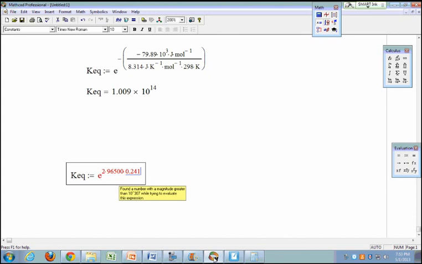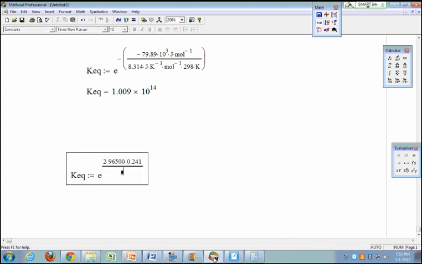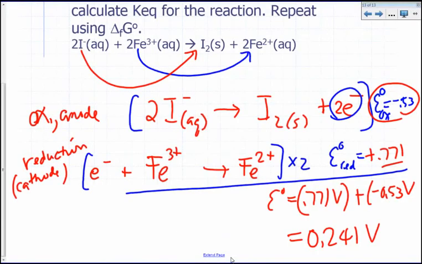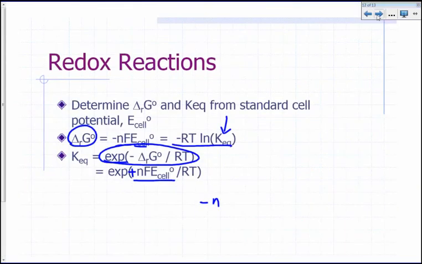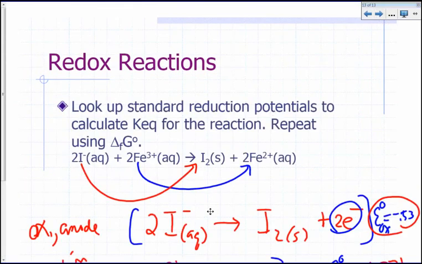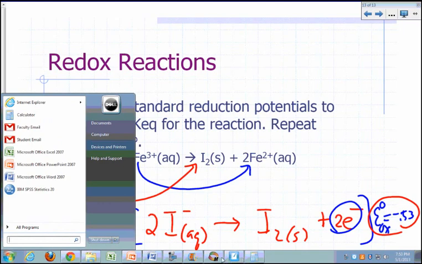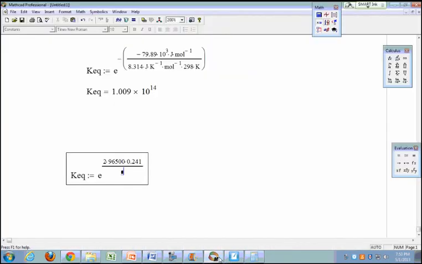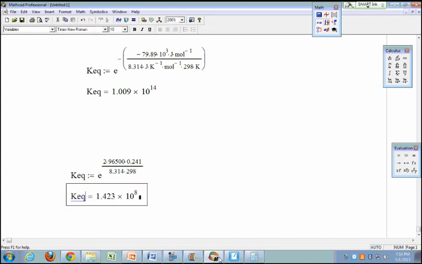0.241, over RT. So nFE naught over RT, over R, 8.314, temperature 298 Kelvin. So KEQ in this case is 1.42 times 10 to the 8.